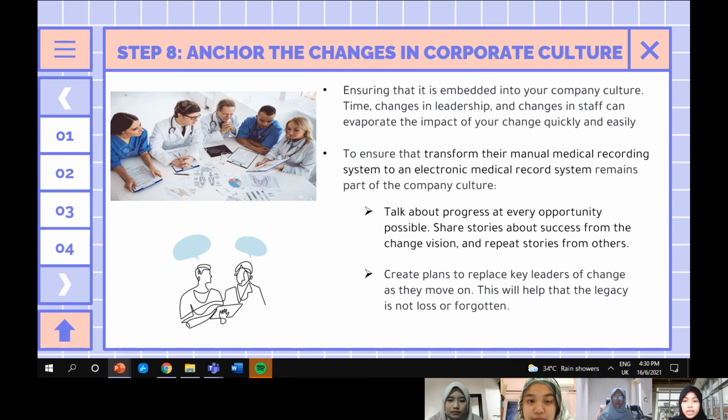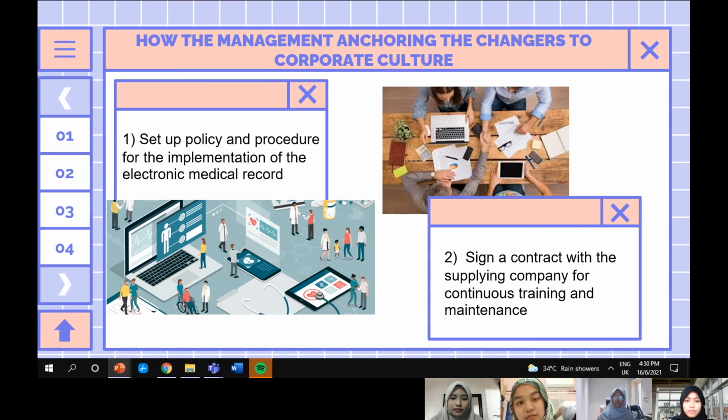talk about the progress at every opportunity possible. Share stories about success from the change vision and repeat stories from others. The second one is they need to create a plan to replace key leaders of change as they move on. This will help ensure that the legacy is not lost or forgotten.